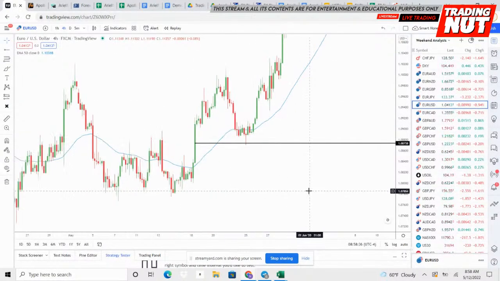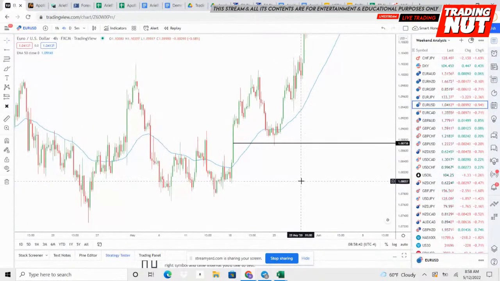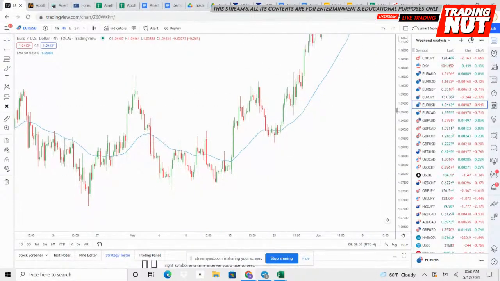So that's how we can take imbalances, use them to our advantage, and add them to our overall area of confluence and look to take trades based off of them when confluence surrounds it as well. So that is Euro USD. Hope you guys understand imbalance a little more.